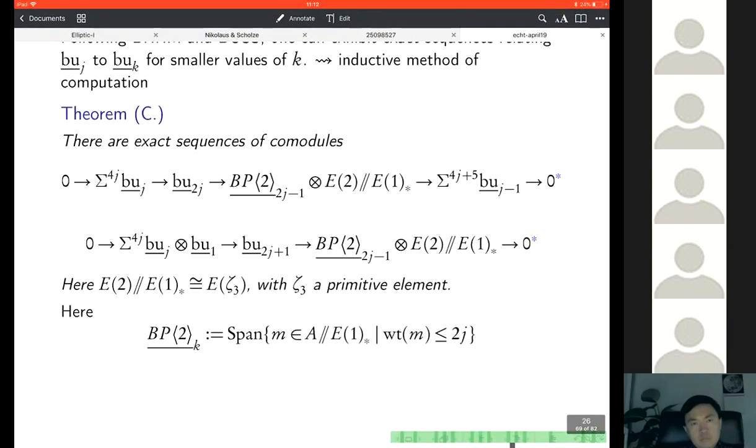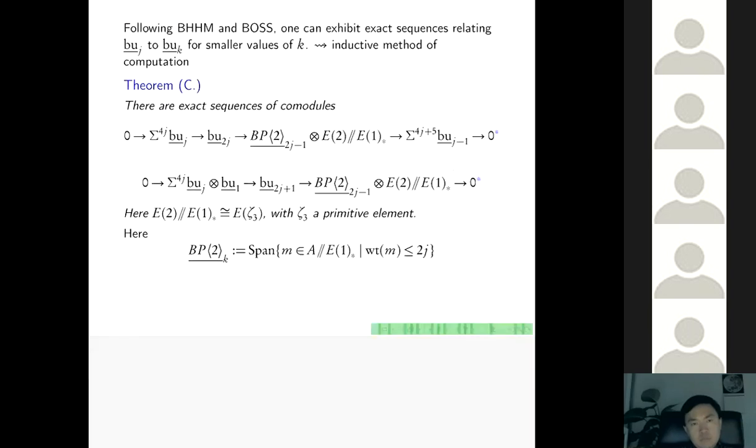So these are the exact sequences that you can come up with. Oh, sorry, there's a typo here. Notice in this first exact sequence, there's this appearance of this underlined BP2 2J-1 tensor E2 mod mod E1 dual. This underlined BP2 thing is the BP2 Brown-Gittler subcomodule, and one defines it in analogy with the BU Brown-Gittler subcomodules. So BP2 sub K is supposed to be the span of the monomials in A mod mod E2 dual. So that's where there's a typo. It's supposed to be monomials in A mod mod E2 dual of weight M less than or equal to 2J.